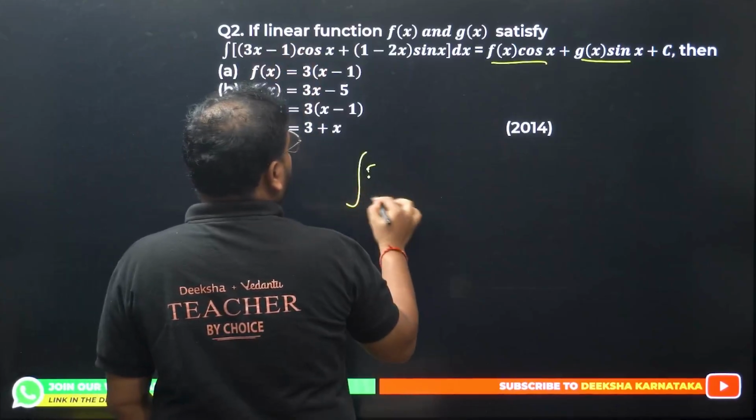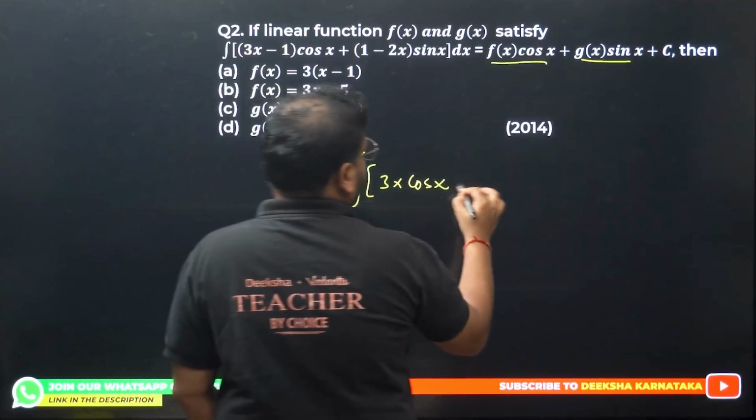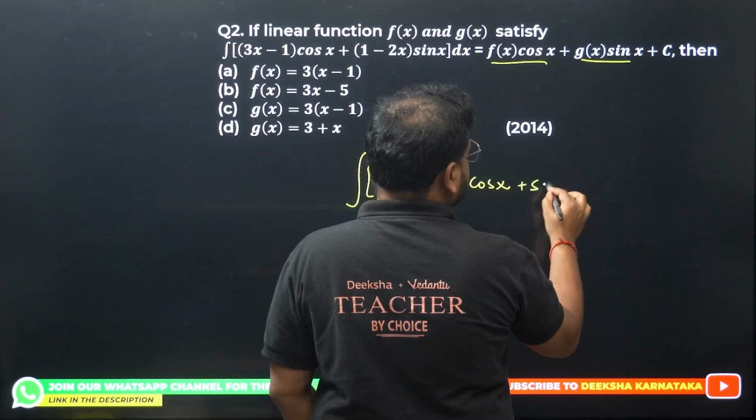Separate terms over here. We have 3x with cos x minus cos x. Next we have 1 with sin x, so basically plus sin x.